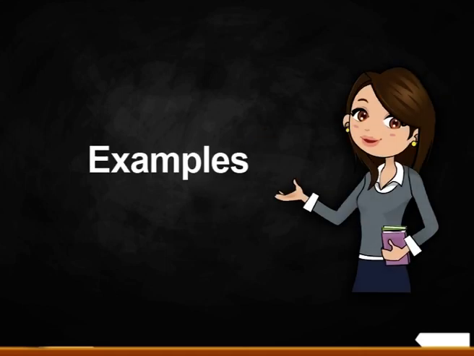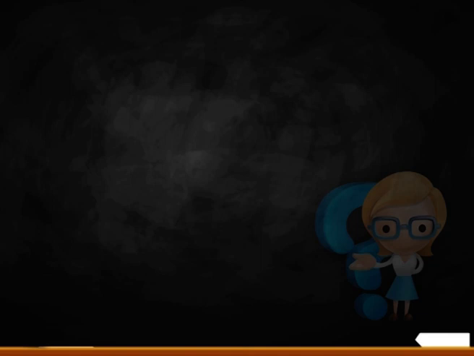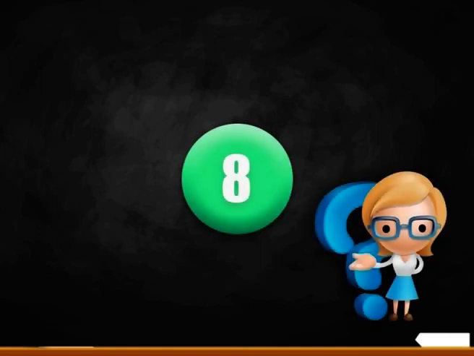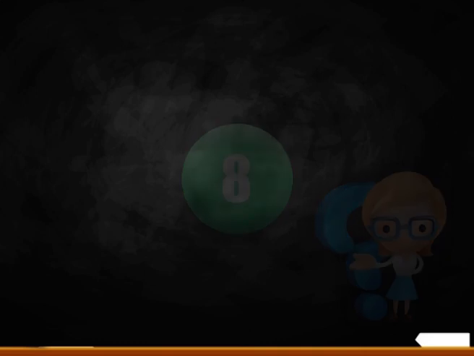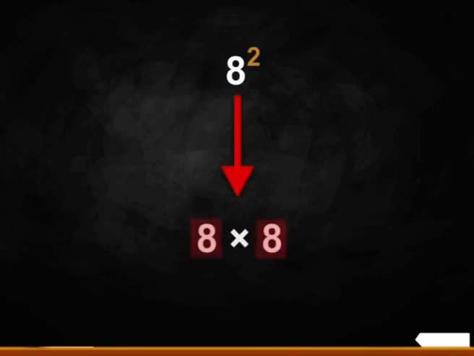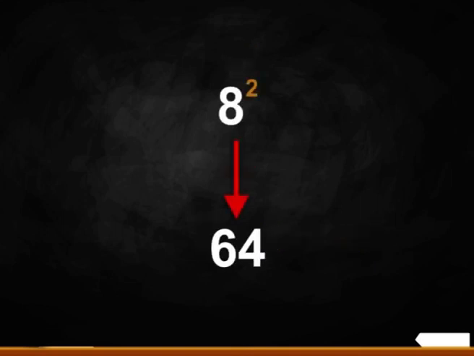Let us now take a look at a few more examples. Suppose we need to find the square of 8. Do you know how we represent it? We will represent it by putting a small 2 on the right upper corner of the number 8 in the same manner as shown to you. 8 square can be solved by multiplying 8 by itself. That is, 8 multiplied by 8 gives you 64. This is how we have found that the square of 8 is 64.